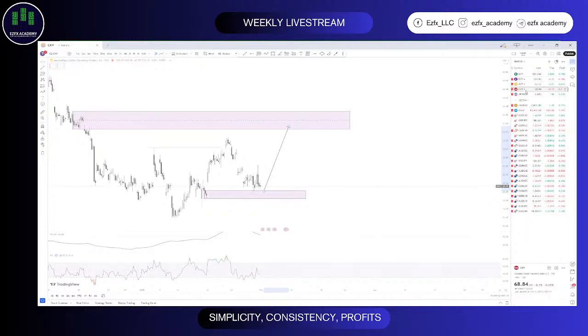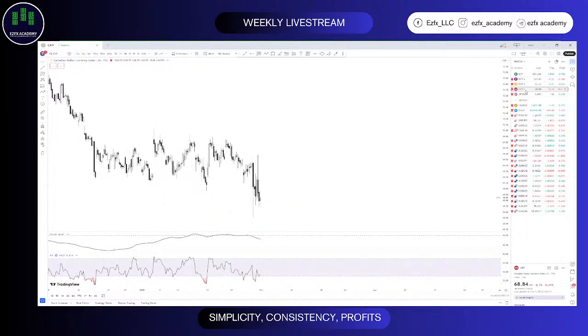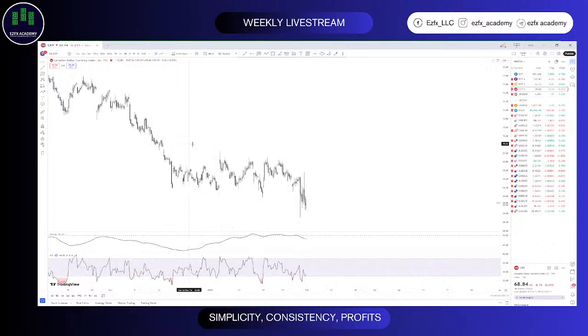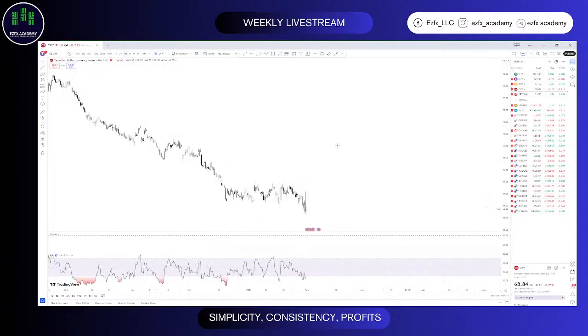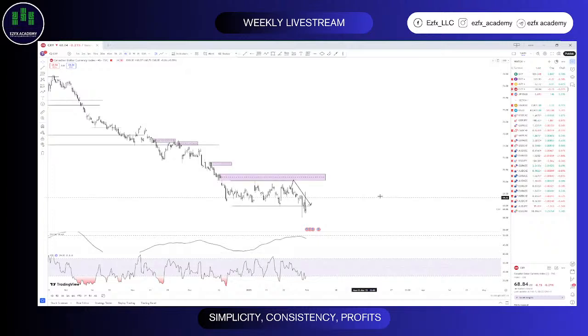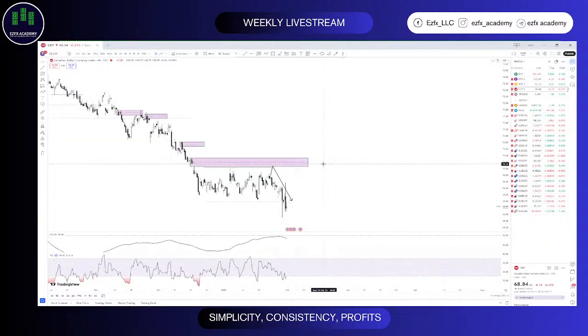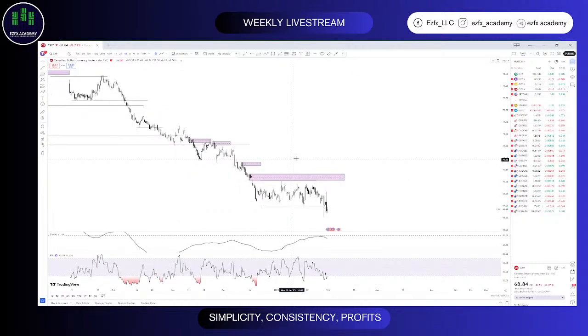So let's quickly look at CXY, Canadian Dollar Currency Index. Let's see. So after CXY, we'll do the dollar basket, and then we're going to the currency pairs together. So for CXY, I think I was expecting this to be strong. Not going to see that. For the meantime, it looks like we will most likely continue bullish.